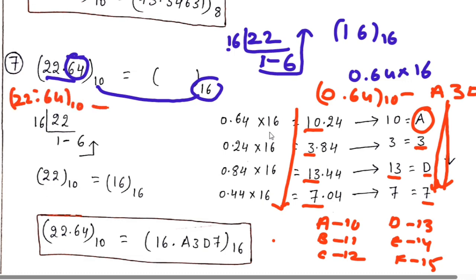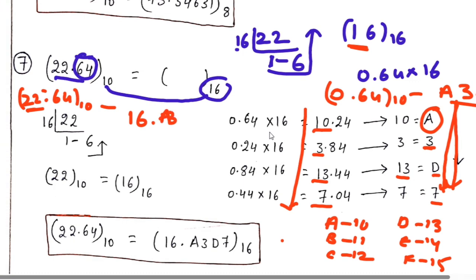Based upon 10, what is the 22.22 we got? 16. So 16.64, how much you got? A3D7. It is a hexadecimal number system. So we have converted the decimal number system into the hexadecimal number system.